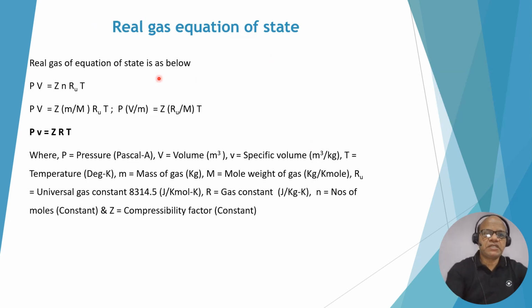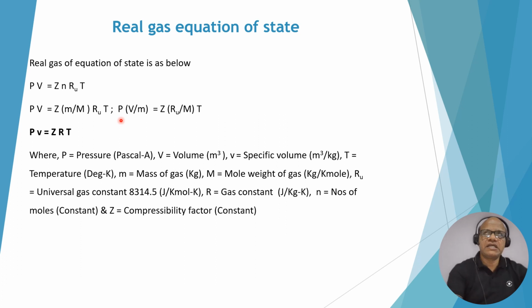The real gas equation of state can be written as PV = ZnRuT. The only difference between ideal and real gas is the factor Z, that is the compressibility factor. Further, n, the number of moles, can be written as small m upon capital M, where small m is the mass, capital M is the mole weight, Ru is the universal gas constant, and T is the temperature.